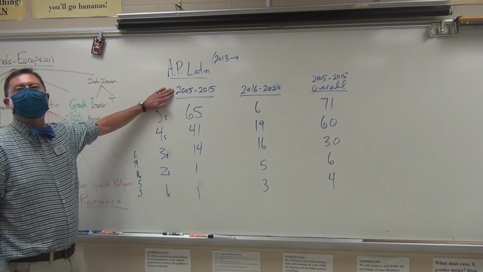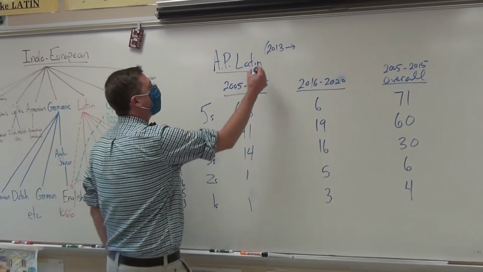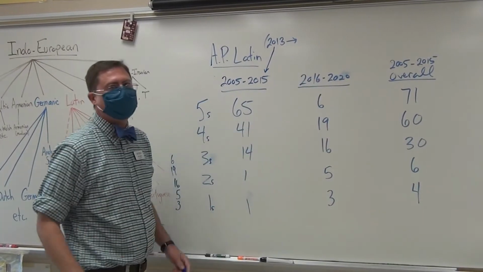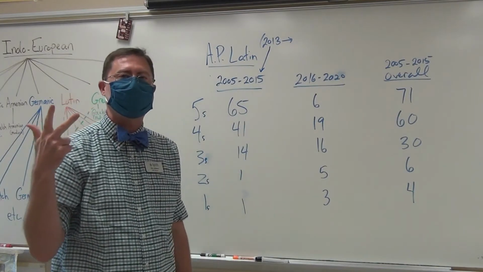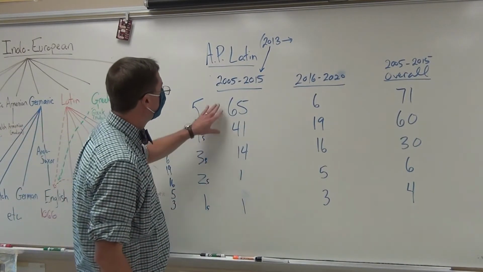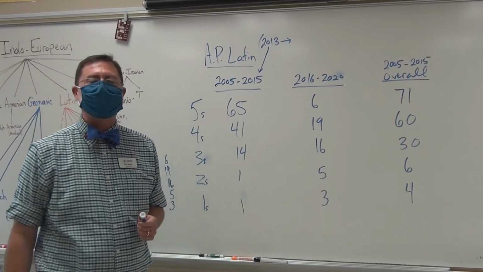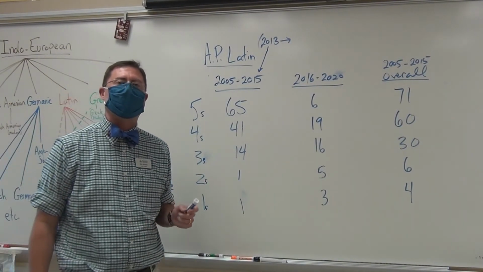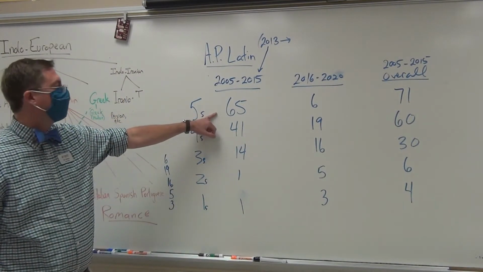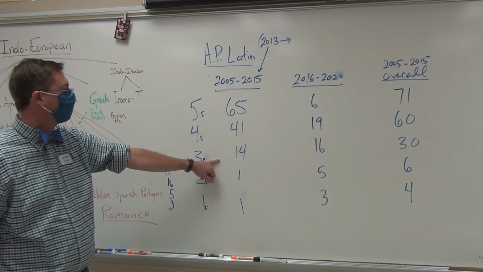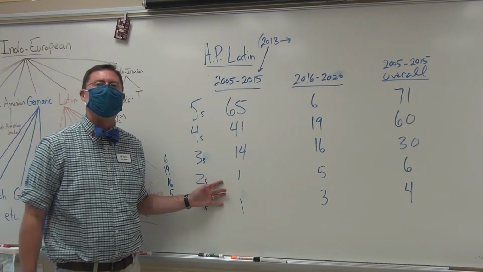Over an 11-year period from 2005 to 2015, and please note, that is post the changing of the syllabus, so 2013, 2014, and 2015 are included in these numbers, I would put the performance of my students in those years on the AP exam against any other Latin program in the country. They made 65 5s, 41 4s, 14 3s. There was 1 2 and 1 1 in an 11-year period.